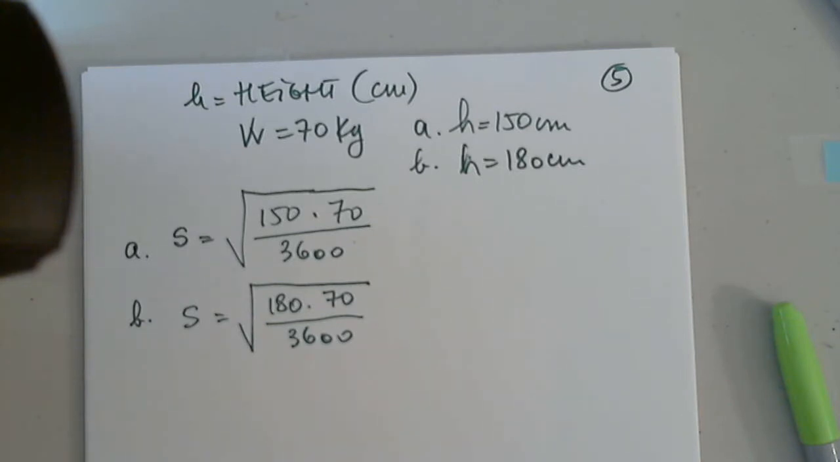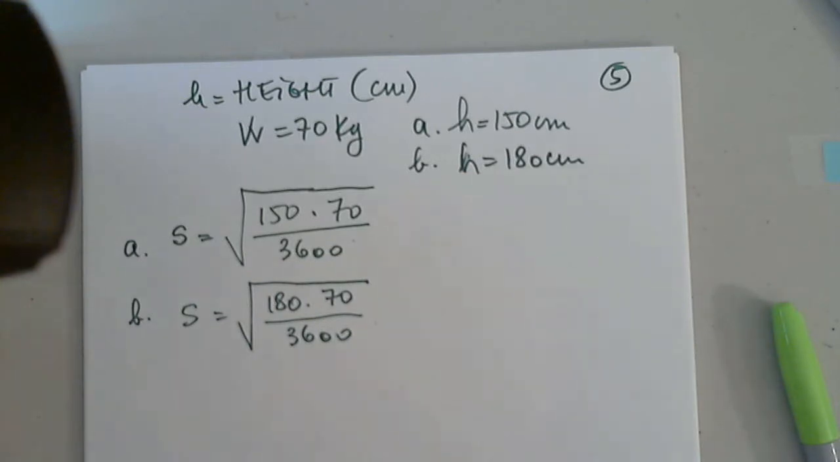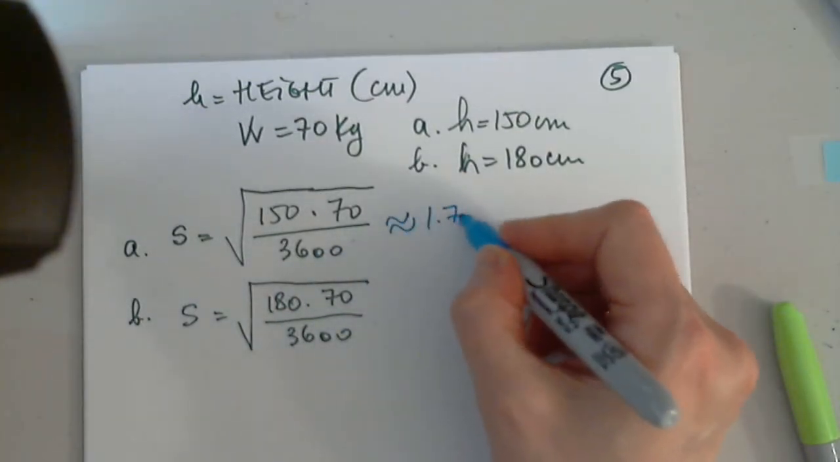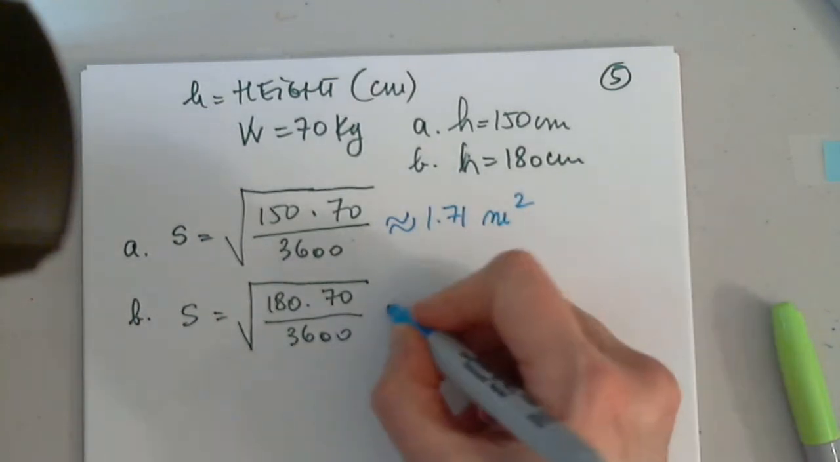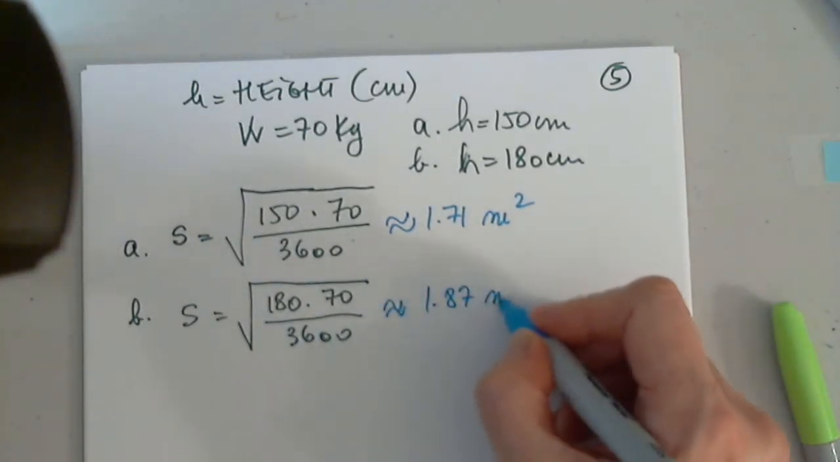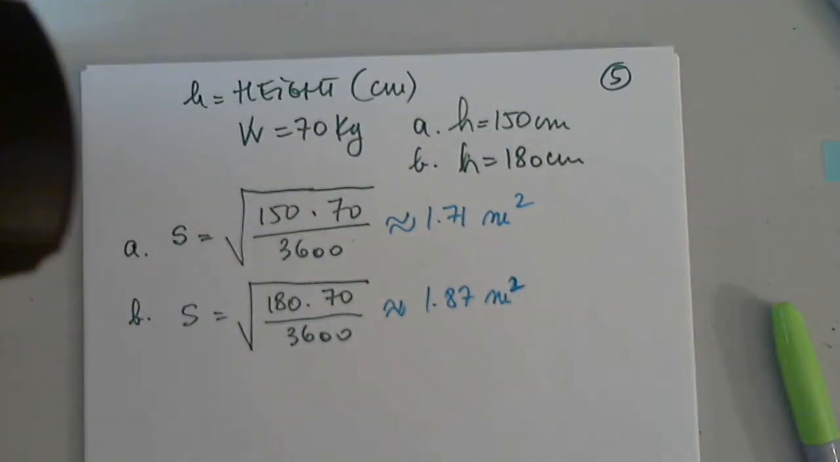So the body surface area for the second person in square meters is 1.87, and for the first one is 1.71. Let's see if they give us any indication. They don't say to round your answers, so we're going to round to the nearest hundredth. So the first one is approximately 1.71 square meters, and the other one approximately 1.87 square meters. And I'm going to stop sharing. So be careful how you enter the calculation in the graphing calculator.